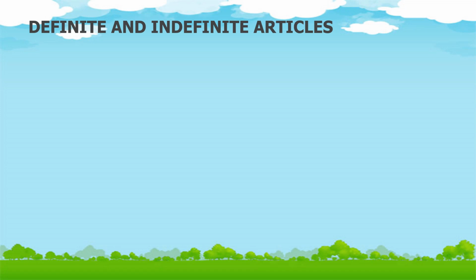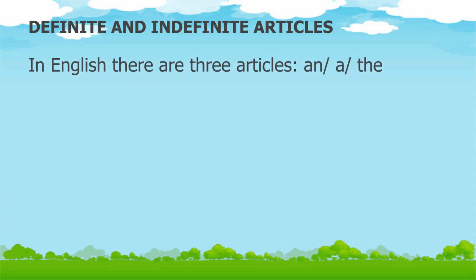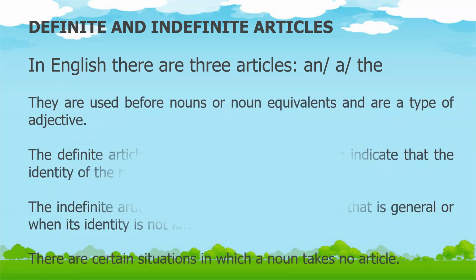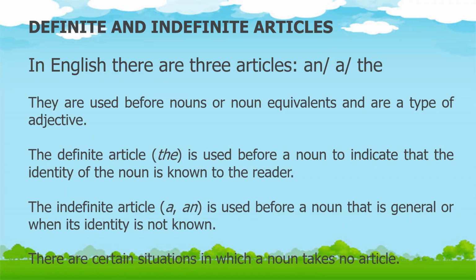Okay, what you see now on the screen is about the definite and indefinite articles. In English, there are three articles: a, an, and the. They are dominant and normally used in spoken or written form to express ideas. They are used before nouns. Because they are used before nouns, they are categorized as a type of adjective to give meaning to the noun.